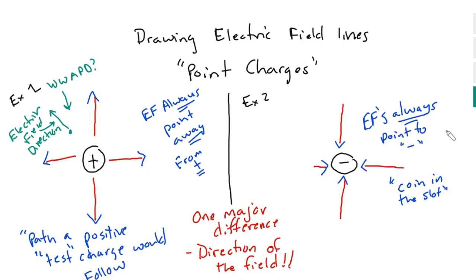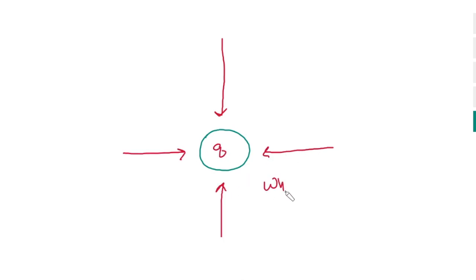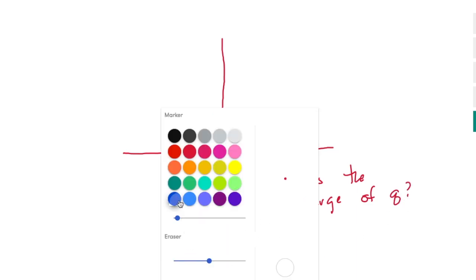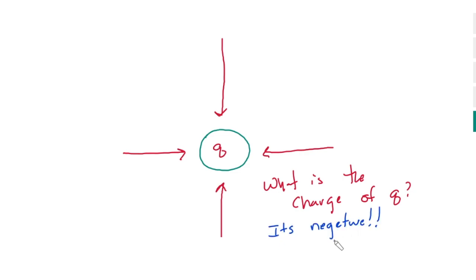Okay? So sometimes they won't tell you what is inside the sphere. So if I gave you a charge right here and I said that's some charge, and around that charge there was an electric field like this, I could say, what is the charge of Q? And you would know that the answer to that question is it's a negative charge. Why? Points inward.